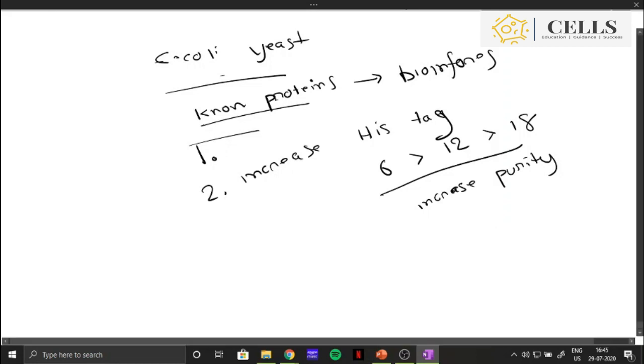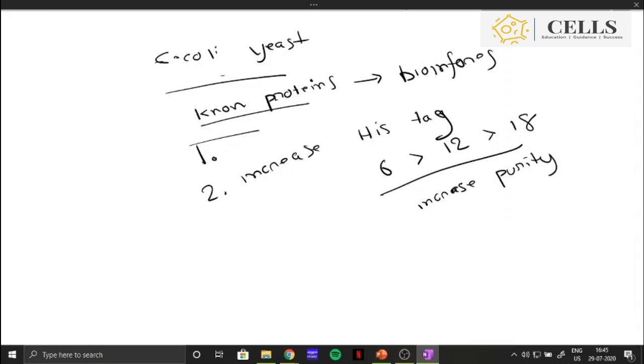Yeah, but it is very unlikely to have 6 histidine present in a protein. If there is any, you will get to know before the experiment using bioinformatics. Can you explain the wash step again?